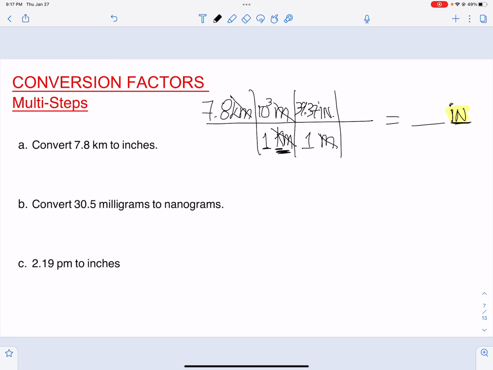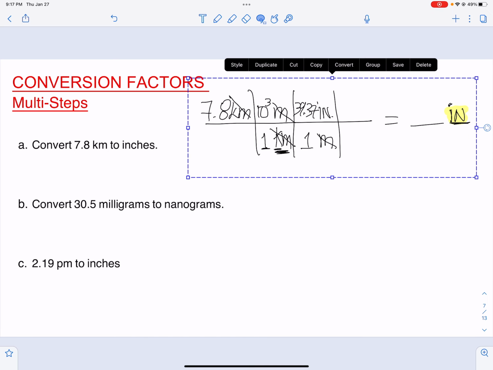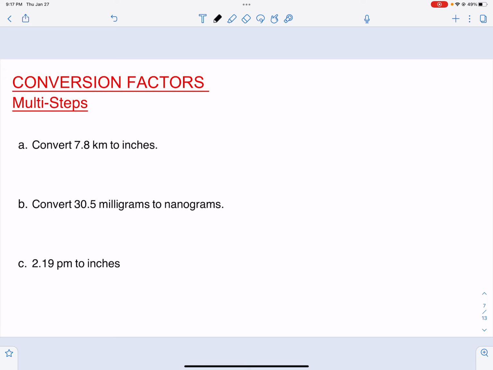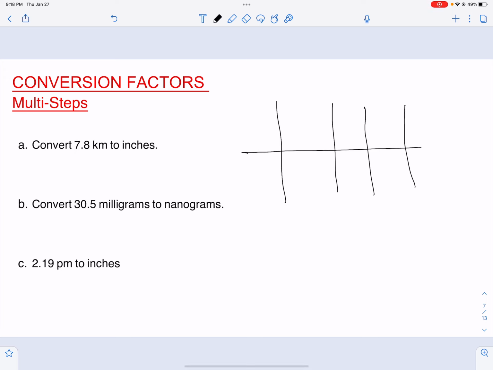Let's do another one. Let's do the second one. So once more, we're doing multiples. Could be 3 probably, and then we get our result. Beginning with 30.5 milligrams, can you make it all the way to nanograms?